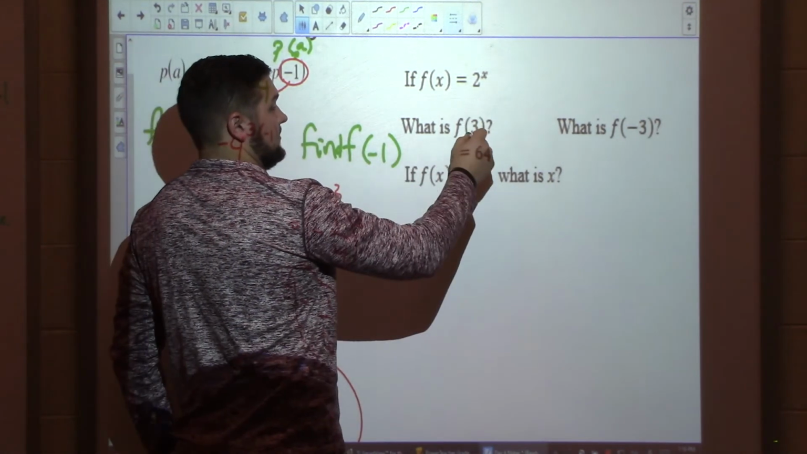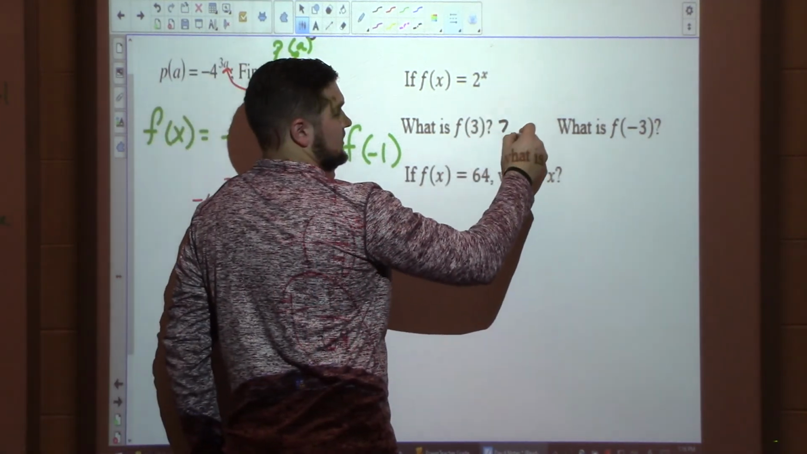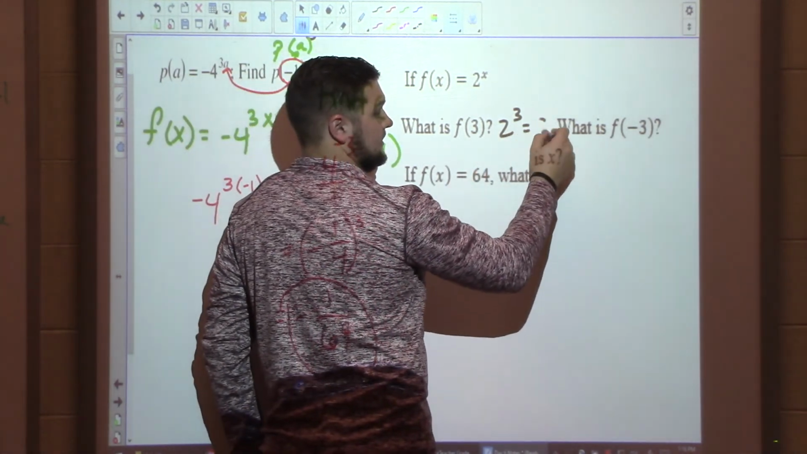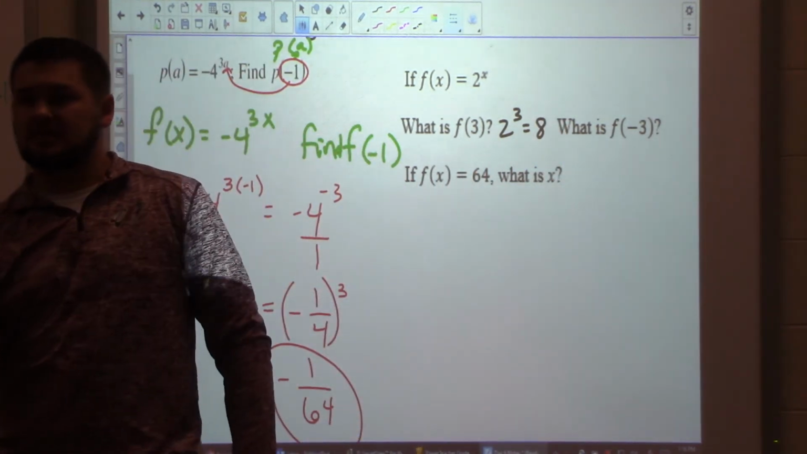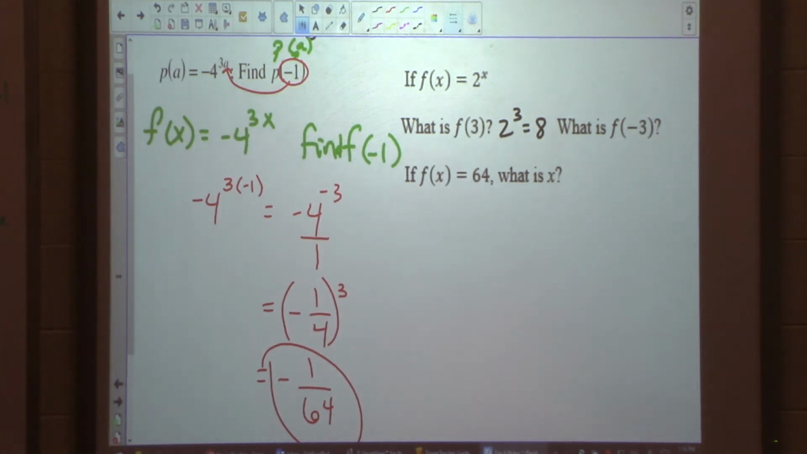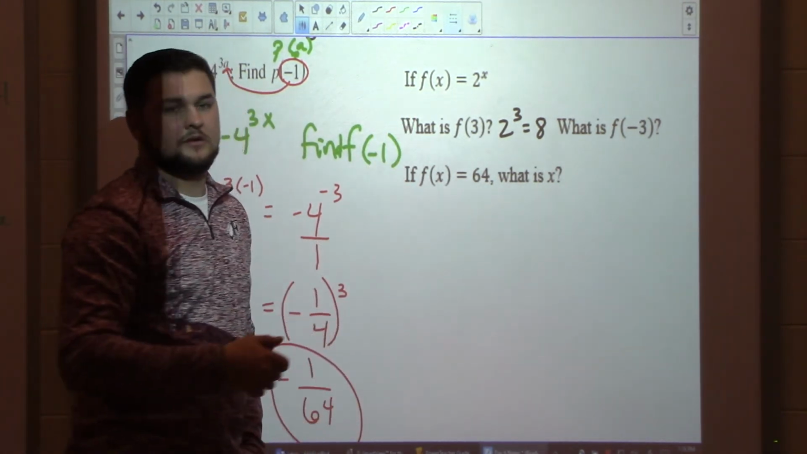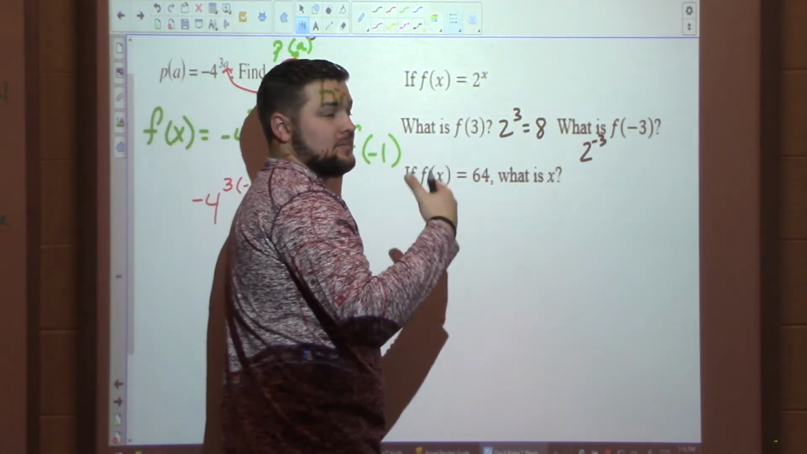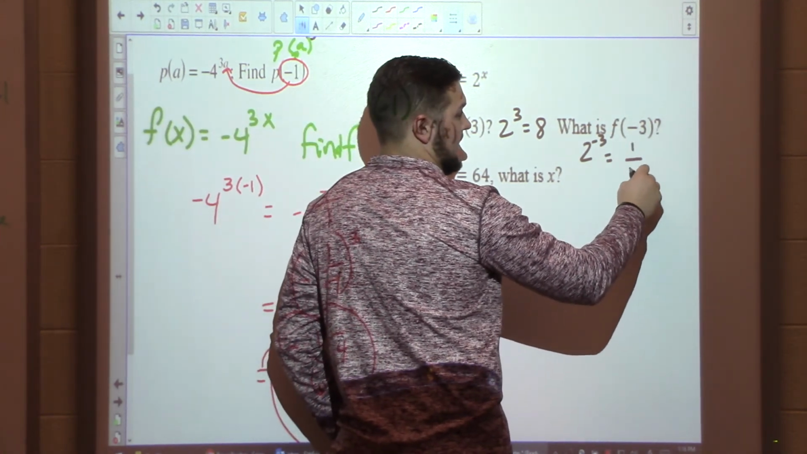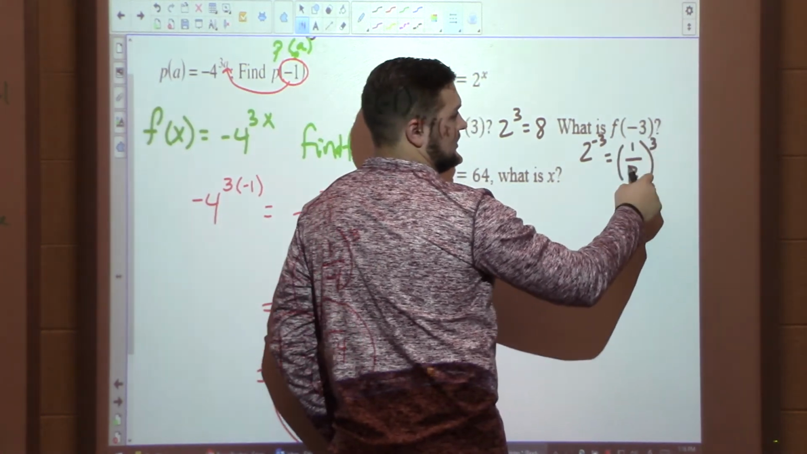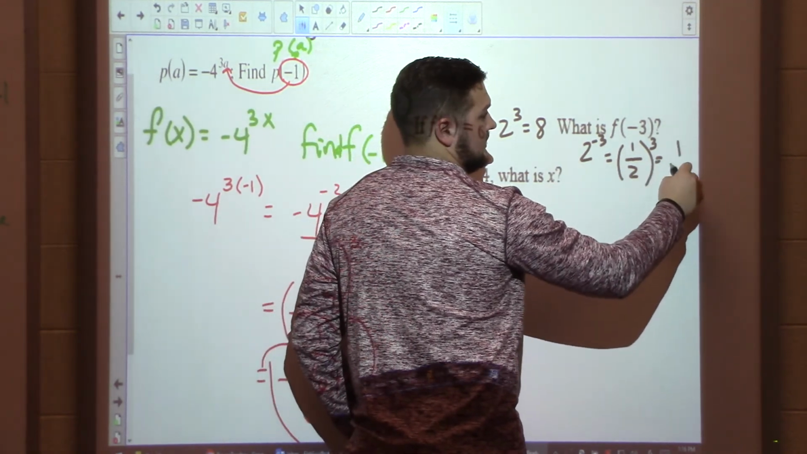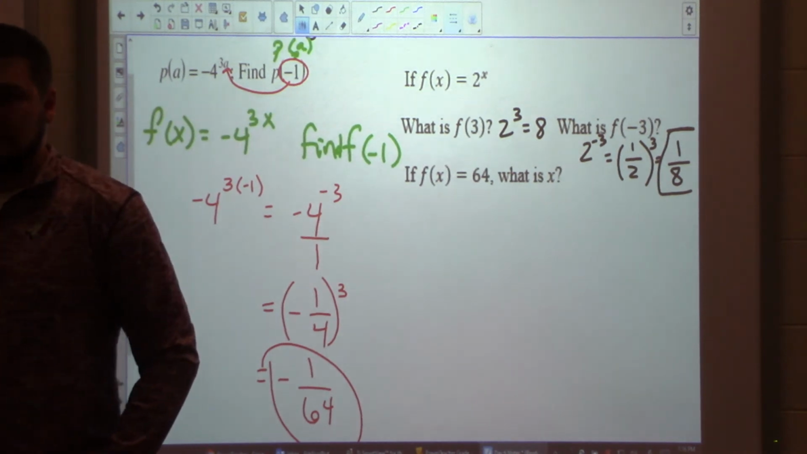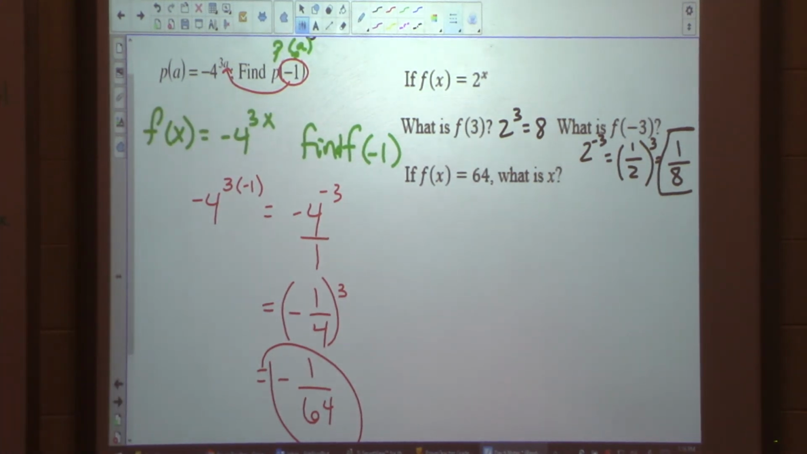2 to the third power, right? Plug 3 in for x. 2 to the third, which is 8. 2 times 2 is 4, times 2 is 8. What is f of negative 3? 1/8, right? 2 to the negative third. If I flip it, I get 1/2 to the positive third. If I use my exponent rules, 1/2 to the third is going to give me 1/8. All right? Are we all on the same page so far?